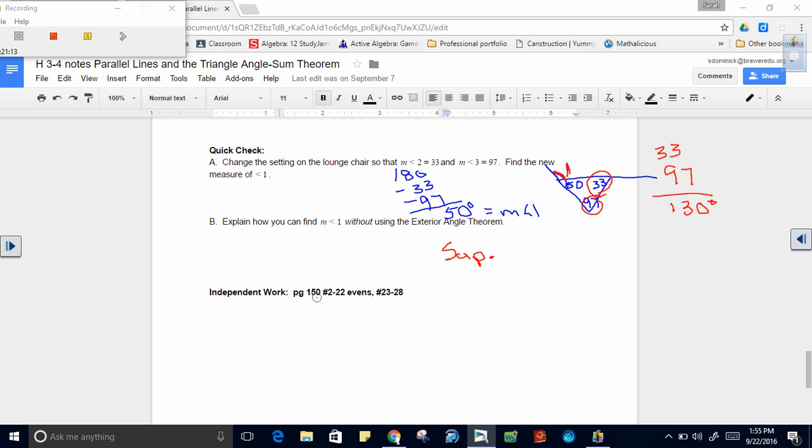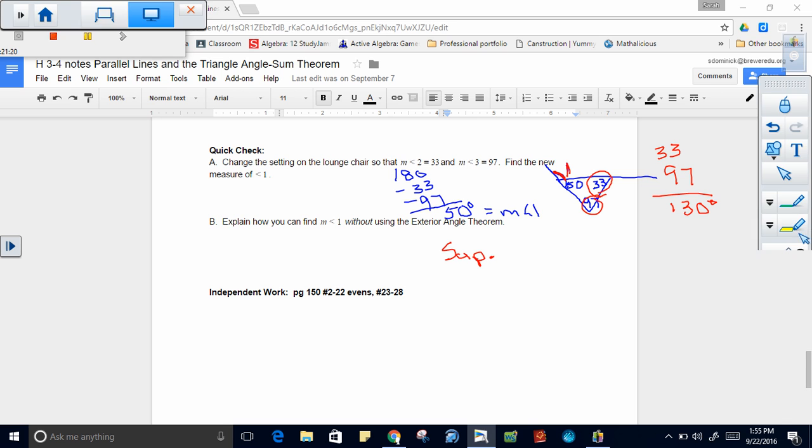Independent work is going to be page 150, 2 through 22 evens, 23 through 28. Just like anything, if you have questions, let me know, please.